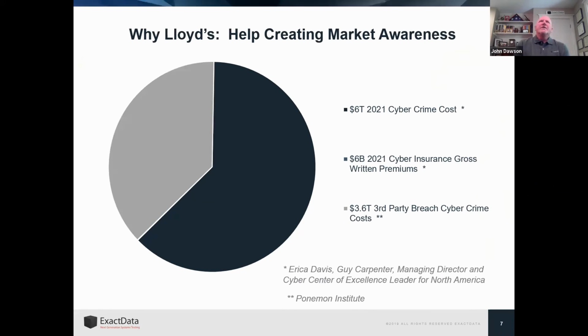And why Lloyd's? These numbers are staggering. Estimated $6 trillion in cybersecurity crime costs in 2021. We've got about $6 billion in insurance gross written premiums. There's a big disconnect there. Either the insurance market is at a huge risk, trillions of dollars at risk, or they're leaving trillions of dollars of insurance premiums on the table where they can go in and insure people that are at risk.